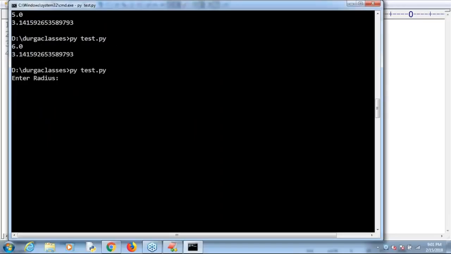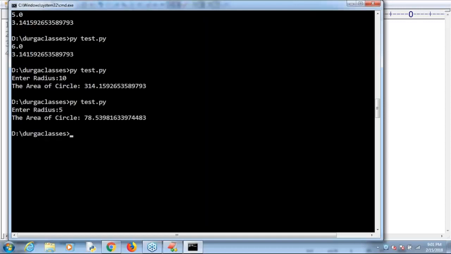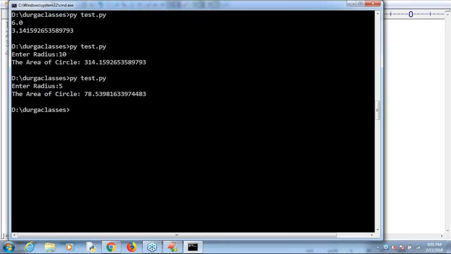Immediately it's asking to enter radius. Okay, 10. Then automatically the area of circle is 314.159. Enter radius is nothing but something like this. Everyone is aware? So that's all. This is about, sir, what math module? Sir, the math module is available by default.